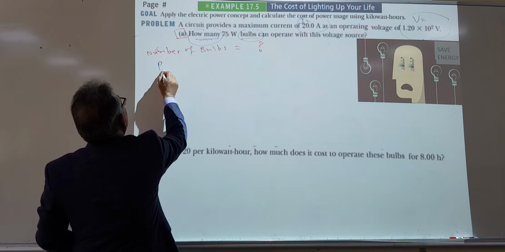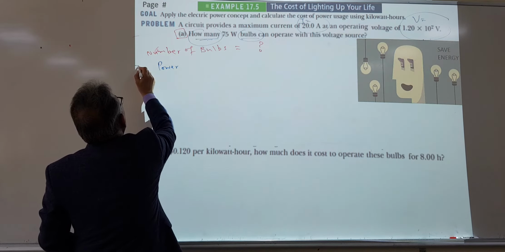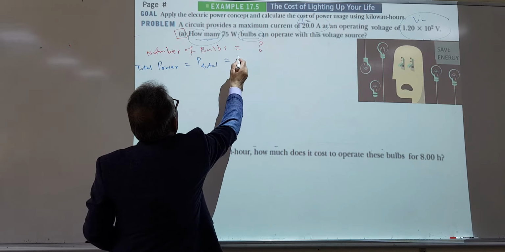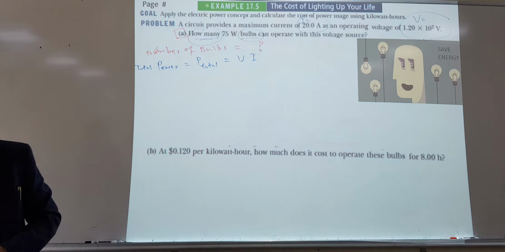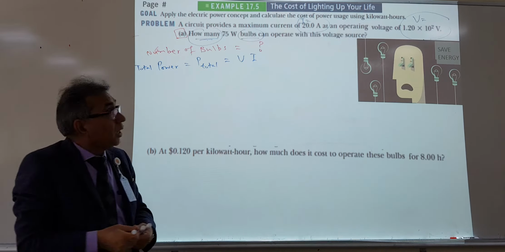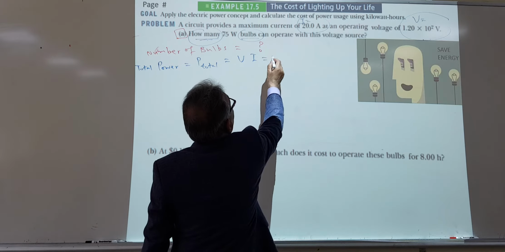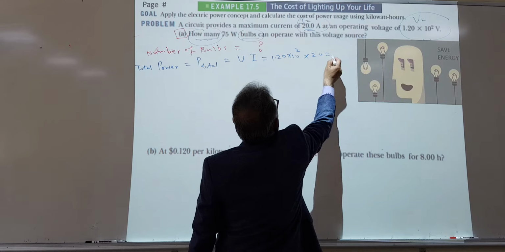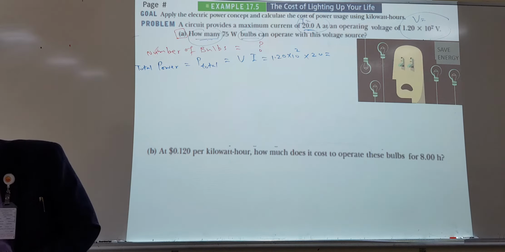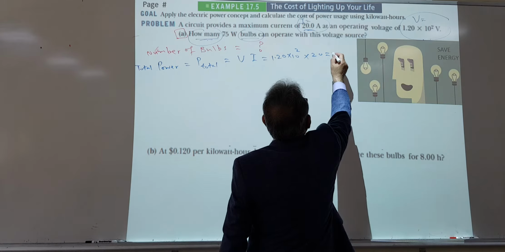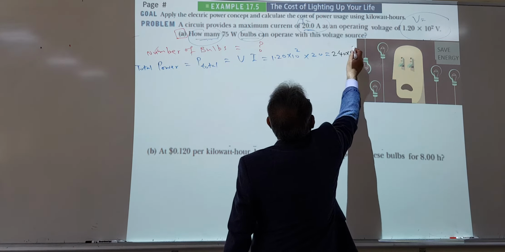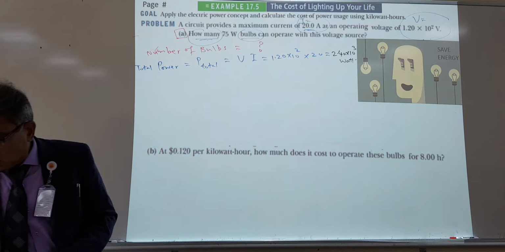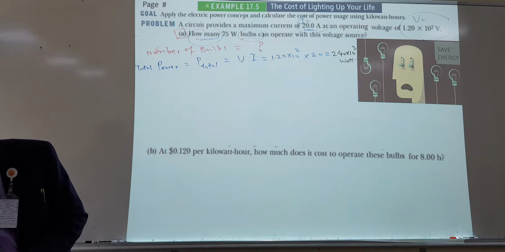So let's calculate the total power. We multiply V by I, the current. You get 2.4 kilowatts total power. Right?